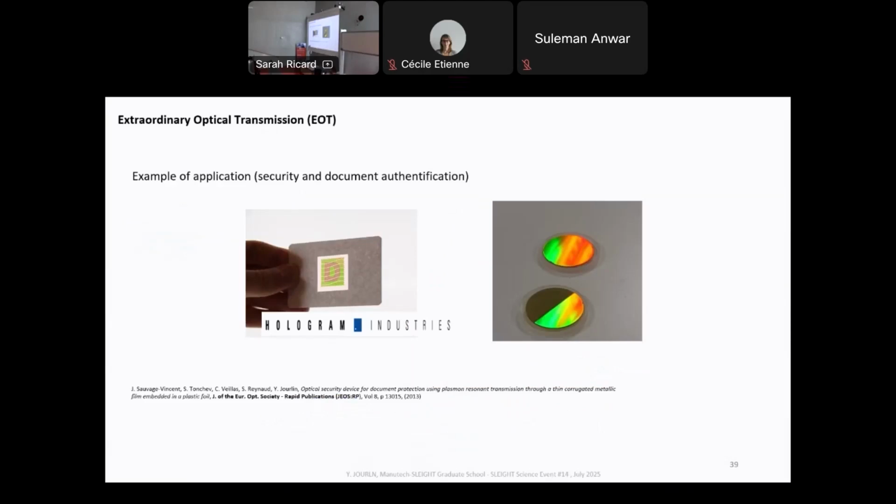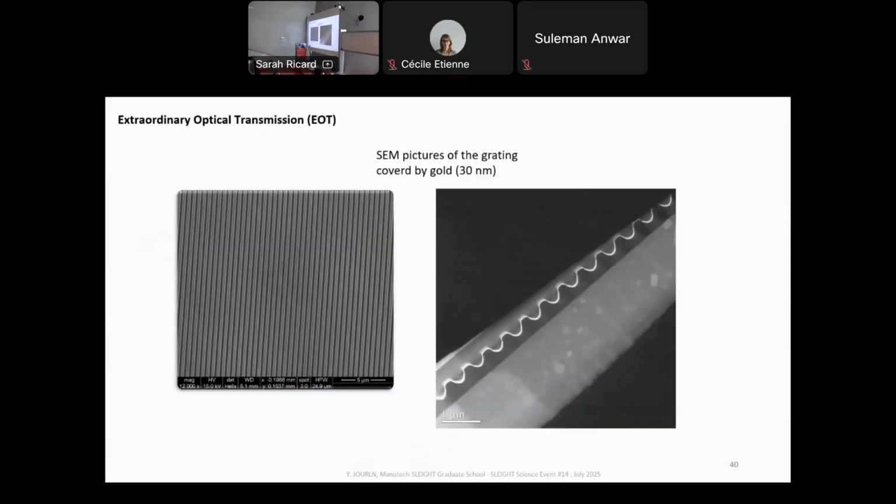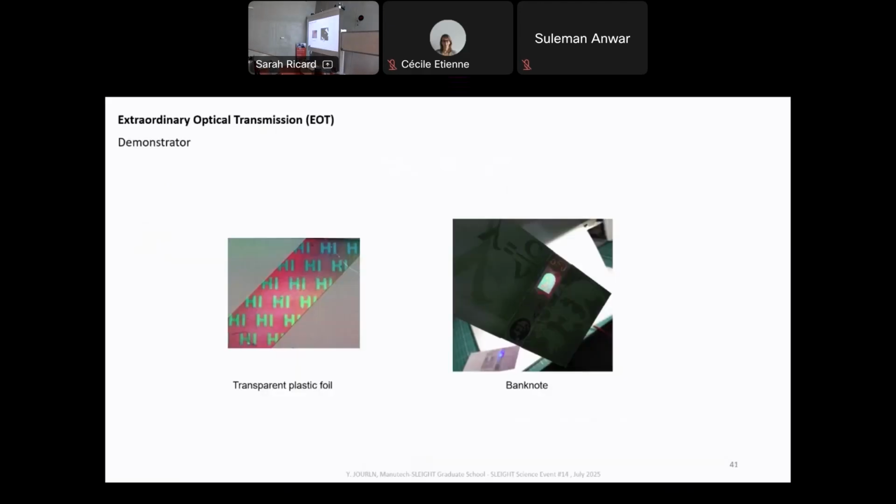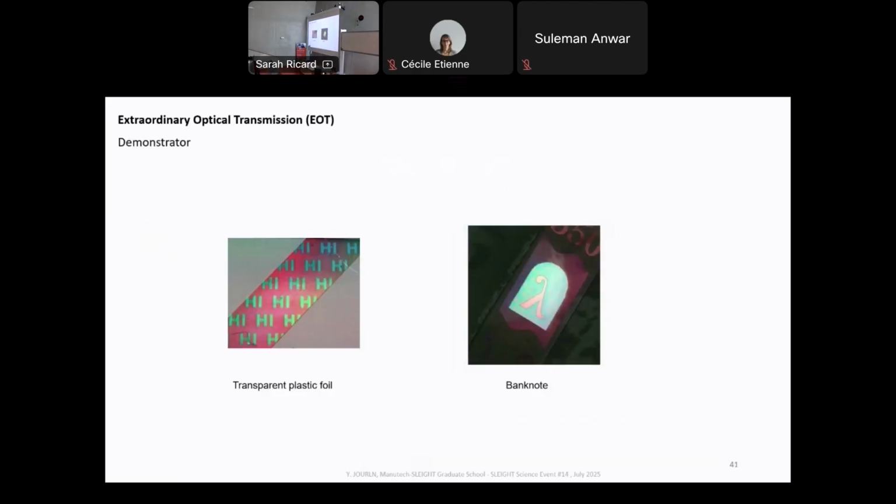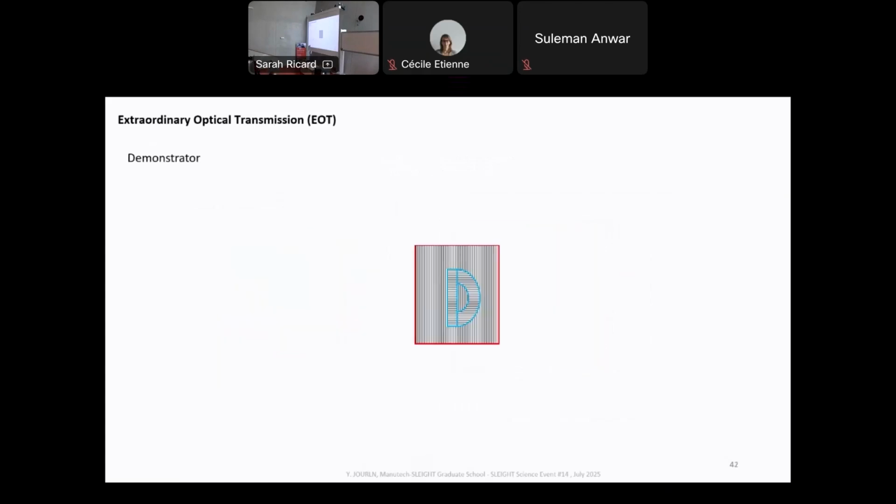So we also fabricated a demonstrator for color transmission with metallic grating embedded in a plastic foil, to have this kind of color effect. Here it is the SEM analysis of the grating embedded in a plastic foil. We work with the hologram industry, in a close collaboration more than 10 years ago.